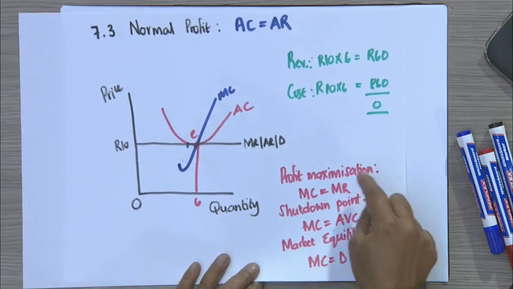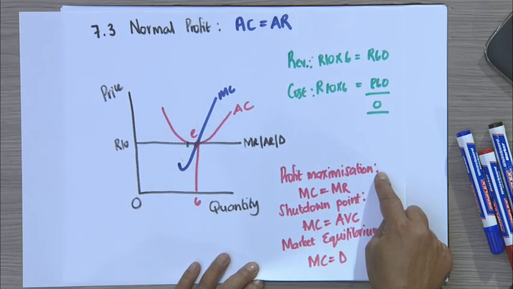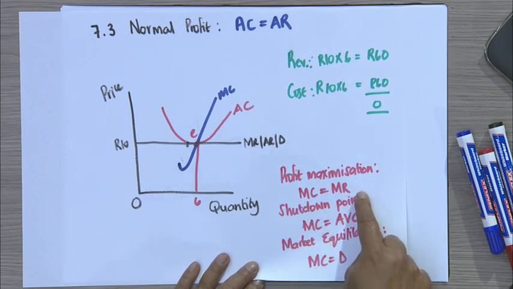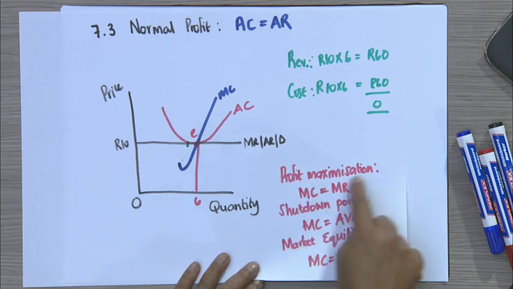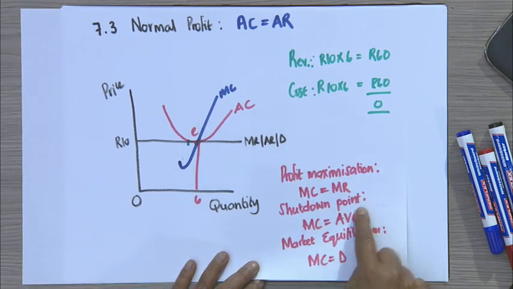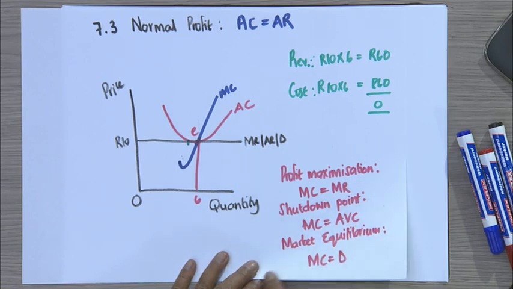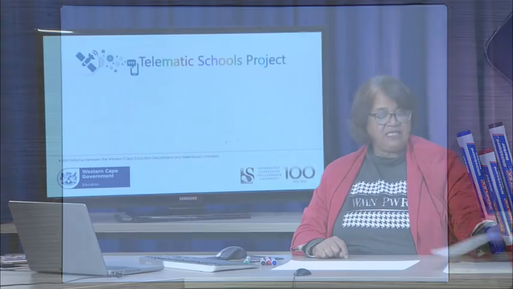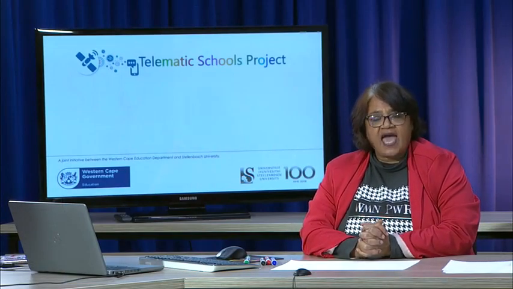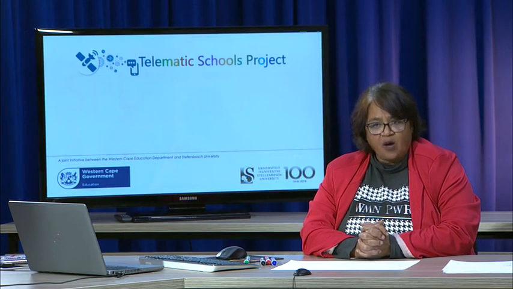And then we looked at your profit maximization, which we said is where MC equals MR, because any business wants to make maximum profit. That is the idea. Your shutdown point, once again, MC equals AVC, market equilibrium, MC equals D. And then to close off this session, we looked at the various characteristics of the monopoly market.